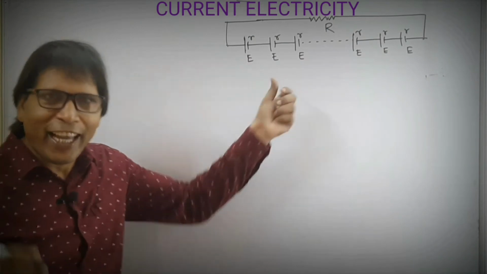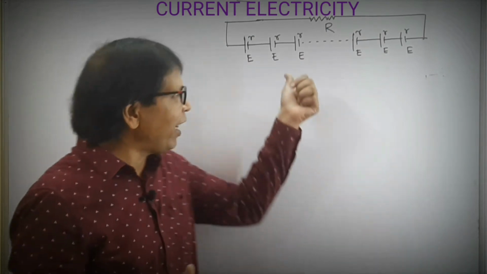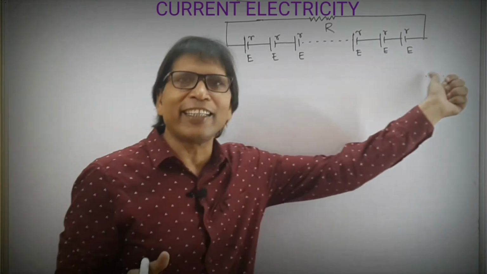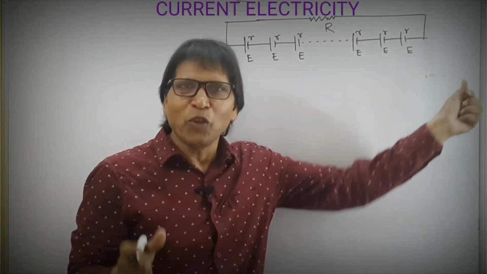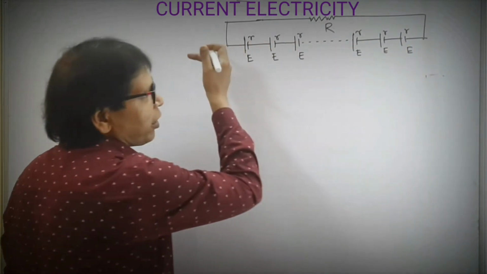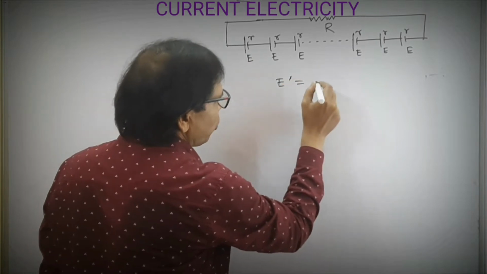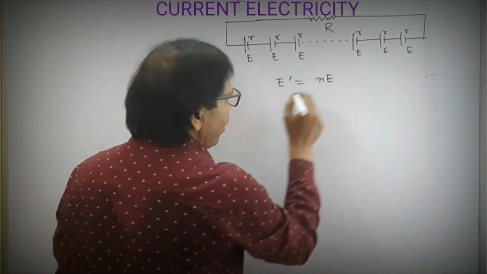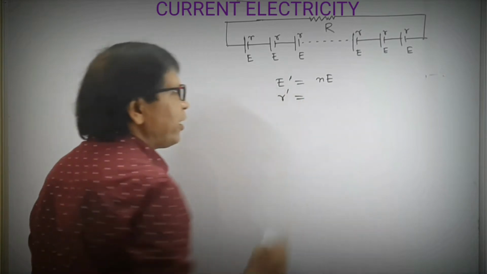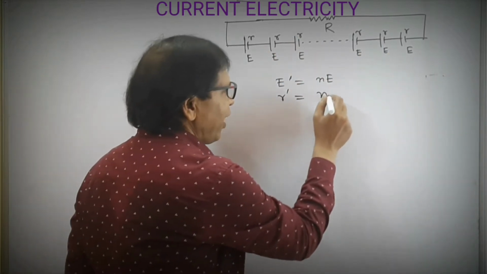Look at this, n number of identical cells are connected in series. So look at this, all cells send current in the same direction. So equivalent EMF E dash equals N into E. Equivalent internal resistance is r plus r plus r plus r, so this is Nr.